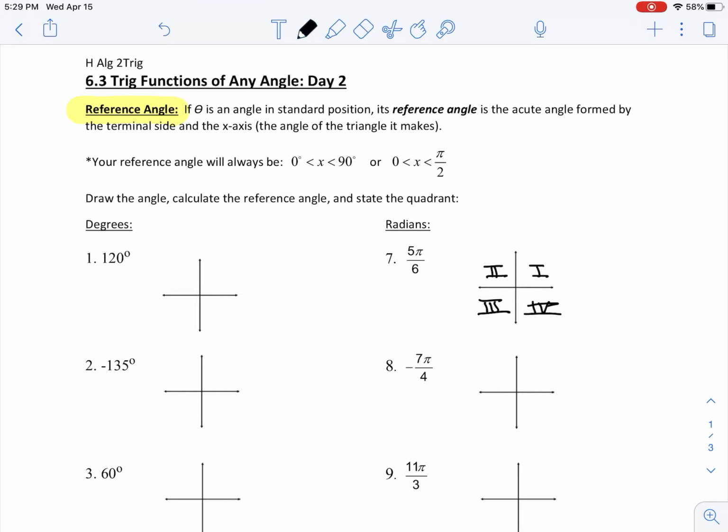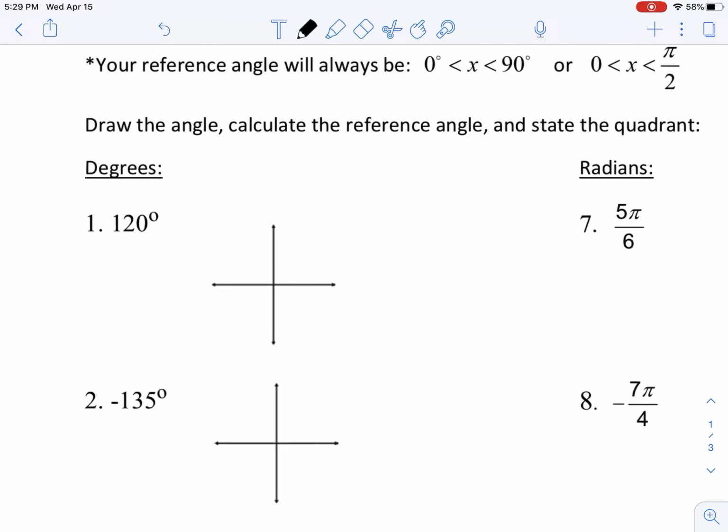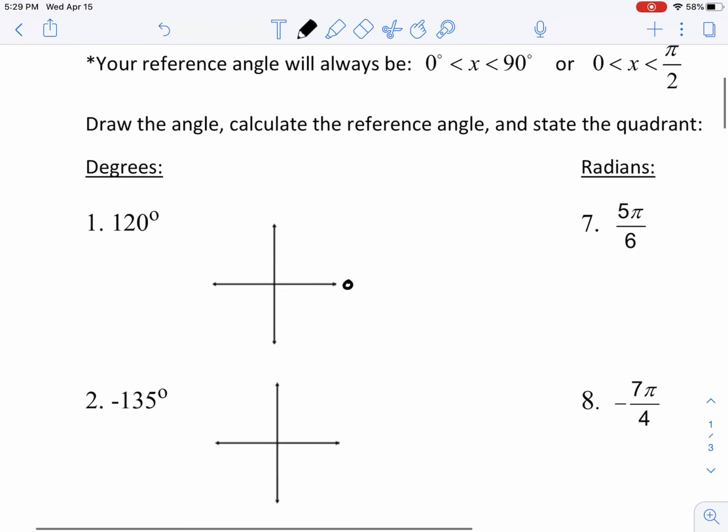The first thing we need to know is that at my x-axis, this is 0 degrees, and we move in a counterclockwise direction. So this is 90, this is 180, this is 270, this is 360, and it keeps going around and around and around. The next one would be 9 times 5, which is 450.